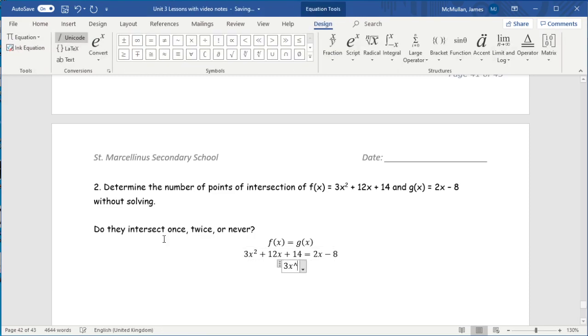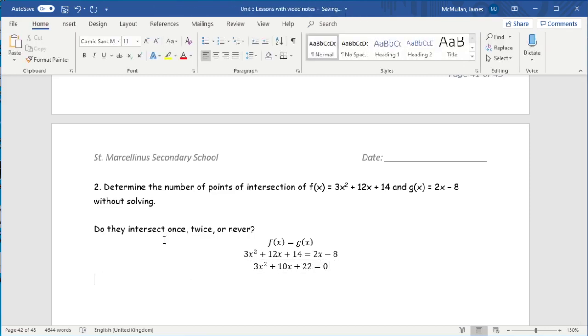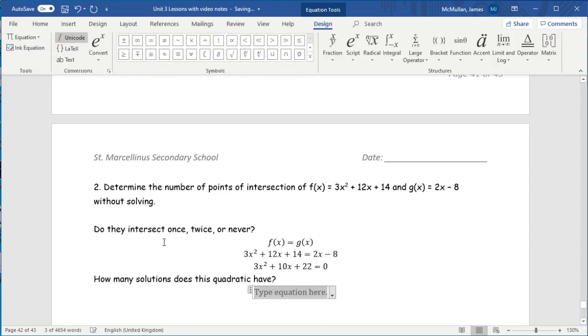Then we're going to go ahead and bring it over. So positive 12 take away 2 becomes positive 10. Positive 14 plus 8 becomes plus 22. And we have that is equal to 0. Now the question is, how many solutions does this quadratic have? We could figure this out if we knew the discriminant from the other lesson, right? A is 3, B is 10, and C is 22.